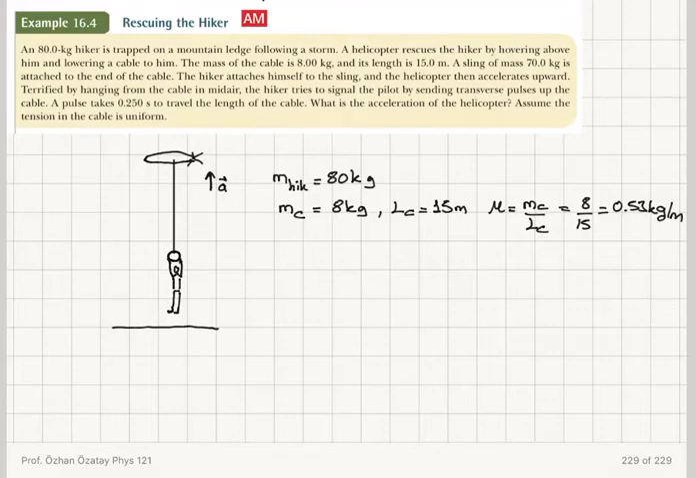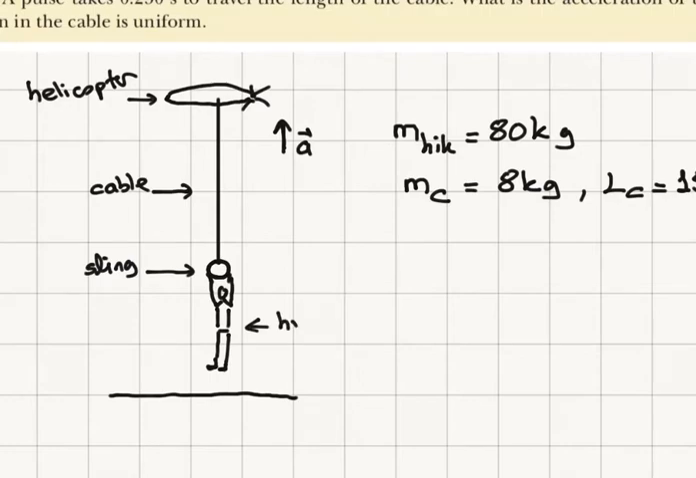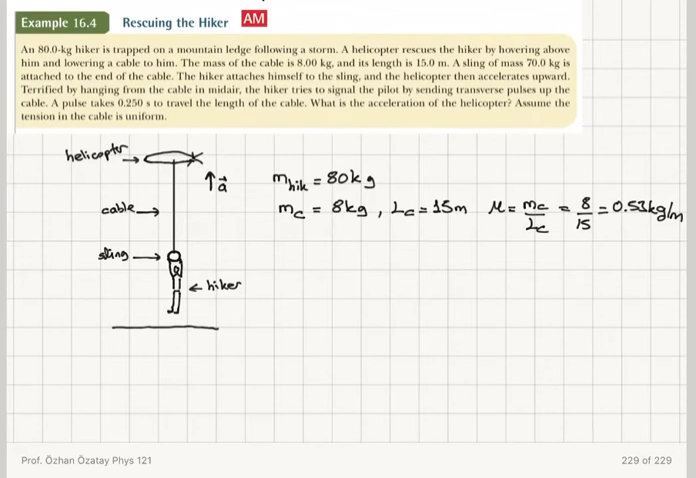A sling of mass 70 kilograms is attached to the end of the cable. So here, this is the cable, and here is the sling he attaches himself into, and here is the helicopter, and here is the hiker. All right, and the sling has a mass of 70 kilograms. It is attached to the end of the cable.